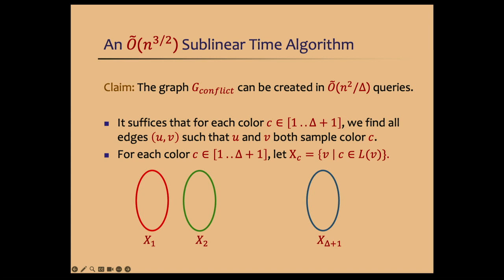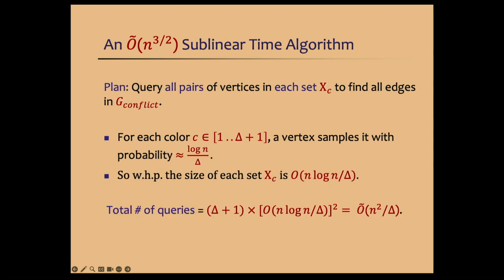Let's look at, for each color C, the set of vertices which sample this color C. So C ranges from 1 through delta plus 1. And X sub C is the set of all the vertices which end up sampling the color C. Okay. And now, which edges do I really care to find out? What does the conflict graph contain?